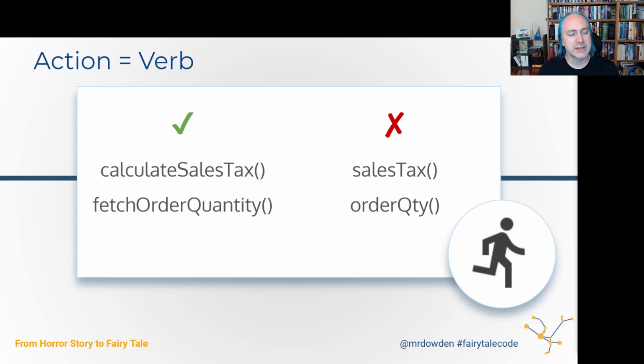We're calculating sales tax based upon whatever. That's fine. We're calculating sales tax. We know what we're doing. We're fetching the order quantity. Maybe that means we're fetching it from the database. That's fine. Now we know what the action is that's happening to the thing, not just the thing that it's happening on. Additionally, this can also help you know when you might want to use those functions.